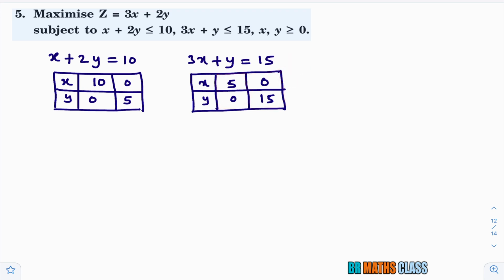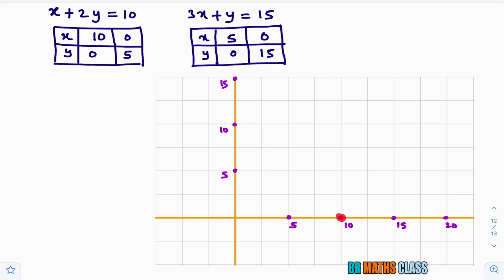Now, first we'll graph this inequality. To graph this inequality, first I'll consider the coordinate axes. I'll mark these 2 points on the graph sheet. You observe here, this is the point (10, 0), and where is the point (0, 5)? (0, 5) is on the y axis. You draw a line passing through these 2 points.